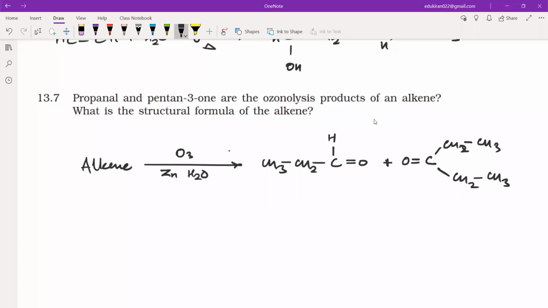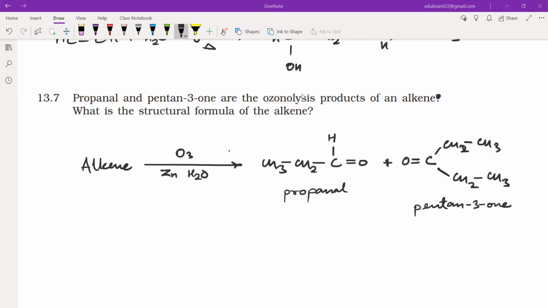This is the question now, yes or no? We have written the question right now, correct? Read the question and see the reaction. This is propanal and this is pentane-3-one. This is not a question mark, this should be a full stop. Just consider this as a printing mistake in NCERT. Do you have any problem in seeing this reaction? Yes or no? Please first tell me that. No, sir.